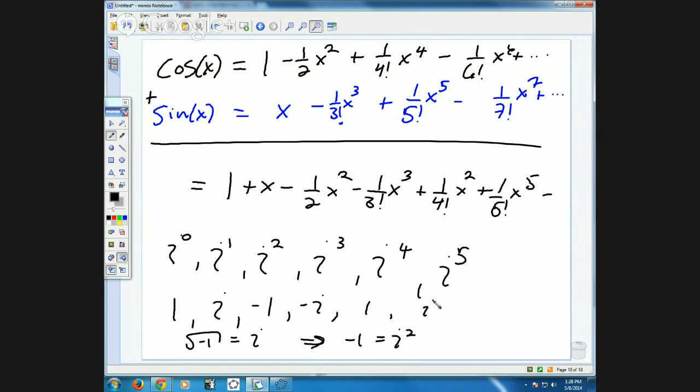Check it out. Positive, positive, negative, negative. Positive, positive, negative, negative. Oh! What is our black sequence doing? Positive, negative. So just maybe it's really i.